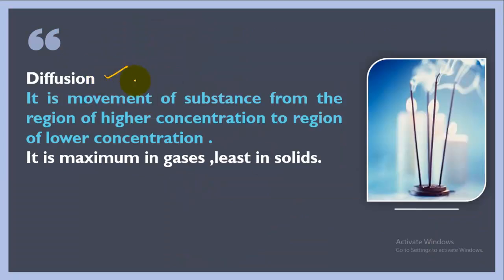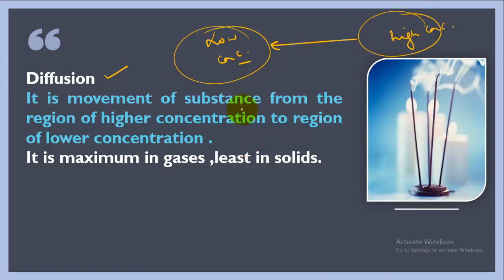If we talk about diffusion, as I already told you, we took an example of agarbatti. I told you that the particles of matter have the tendency to move from the region where they are present in higher concentration to a region where their concentration is comparatively low. So this movement is called diffusion. Whenever a substance moves from the region of higher concentration to the region of lower concentration, that phenomenon is called diffusion. And due to diffusion only, the movement of particles is possible in matter, and that is the reason they possess kinetic energy.